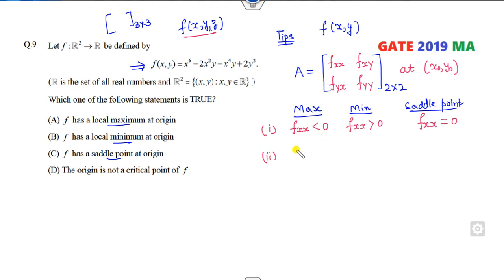The second property is that if you find the determinant of this, it will be greater than 0. The determinant of this is greater than 0. Because it's a saddle point, it can be greater than or it can be less than. So we will see about it here.